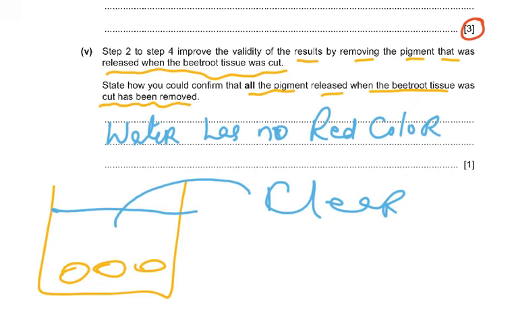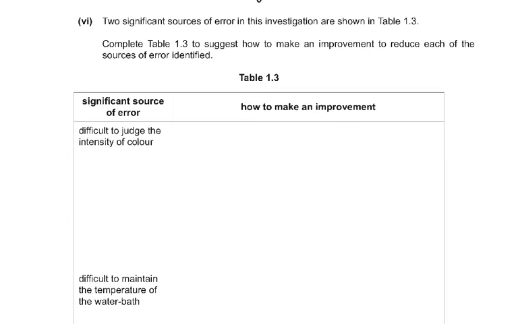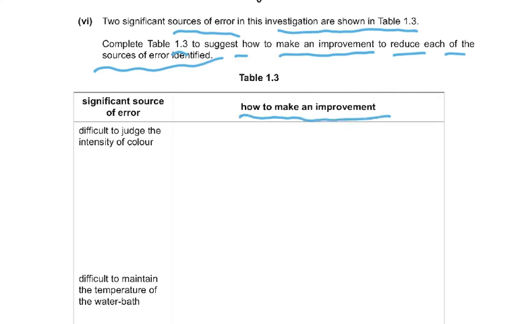How would you confirm that all the pigment released when the beetroot tissue was cut has been removed? The water has no red color. So that was the basic thing which you had to write for that. Then it says two significant sources of error in this investigation are shown in table 1.3. Complete table 1.3 to suggest how to make an improvement to reduce each of the sources of error identified. How to make an improvement? Difficult to judge the intensity of the color. That was very easy. Use a colorimeter.